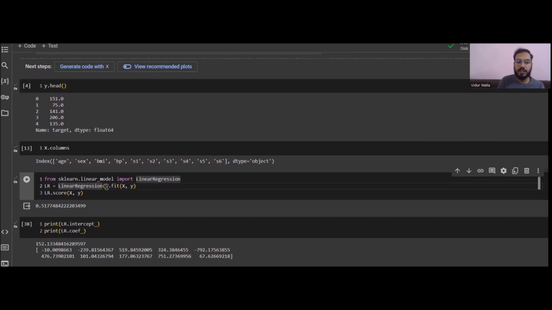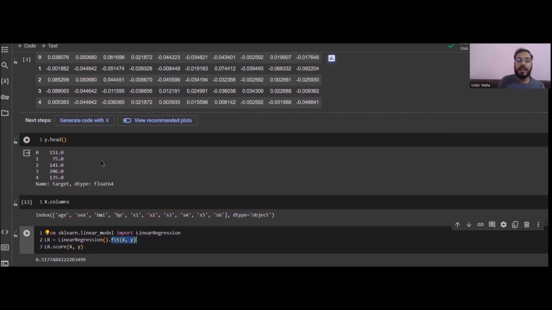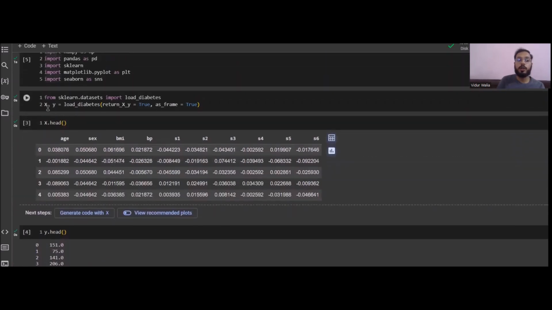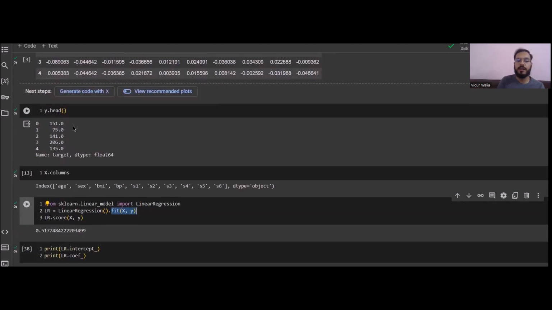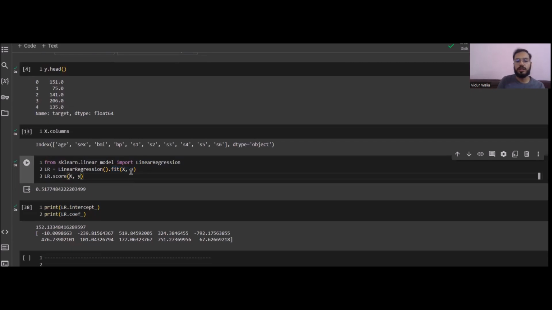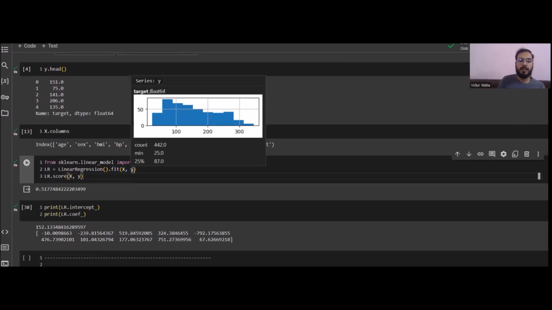So I write linear regression, and in fit, I give x comma y. Now this x comma y is going to be this capital X and small y. If you have given some other names over here for x and y, you will have to give those different names for x and y over here. Right? And if you just hover over it, you can also see how the y values are looking.